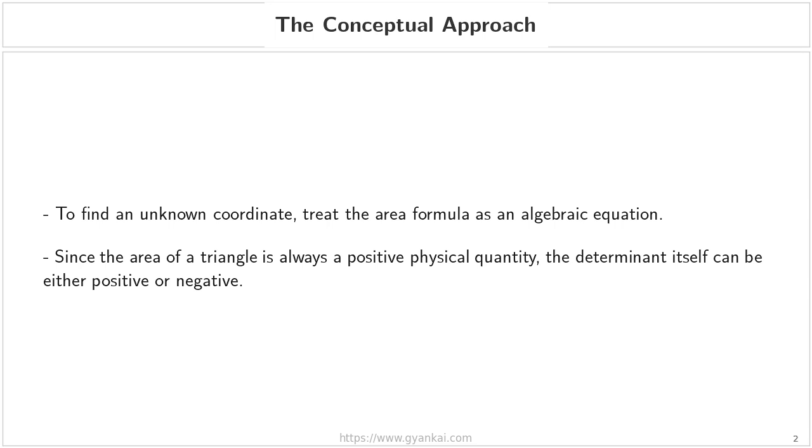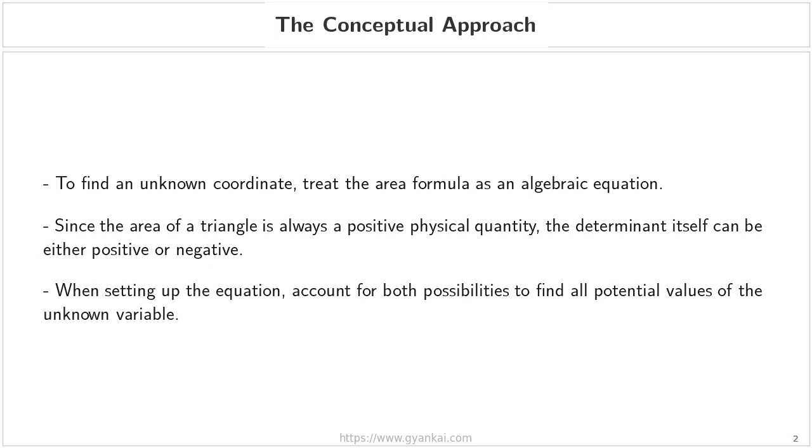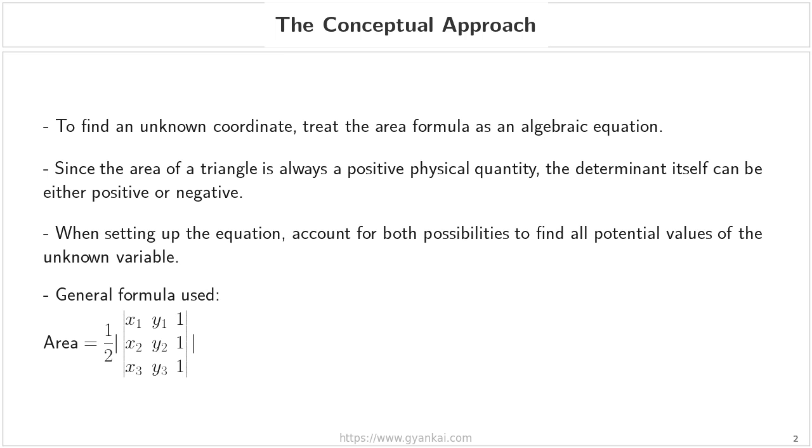While the area of a triangle is always a positive physical quantity, you can't have a negative area in the real world. The determinant itself can actually result in a positive or a negative value. This happens depending on the order in which we list our vertices. Because of this, when you are setting up your equation, you must account for both possibilities. We need to check both the positive and the negative cases to ensure we find all potential values for our unknown variable. Let's look at the general formula we'll be working with.